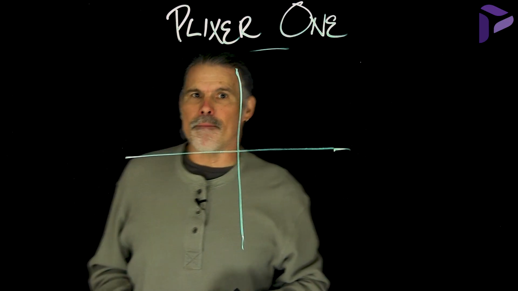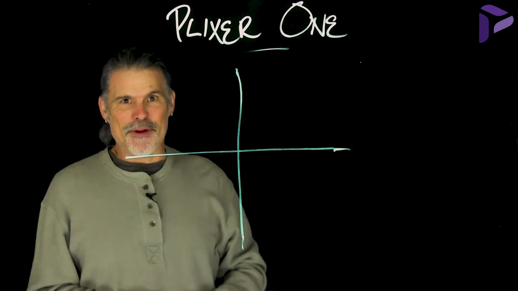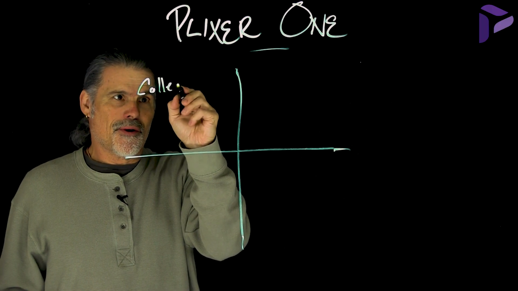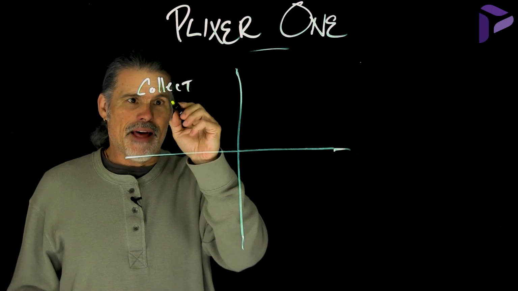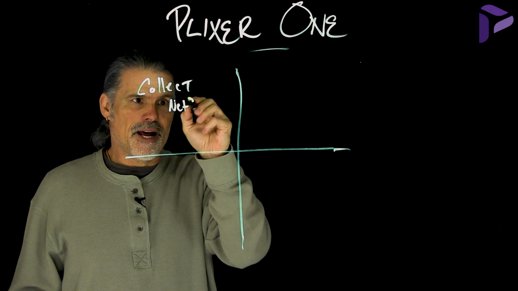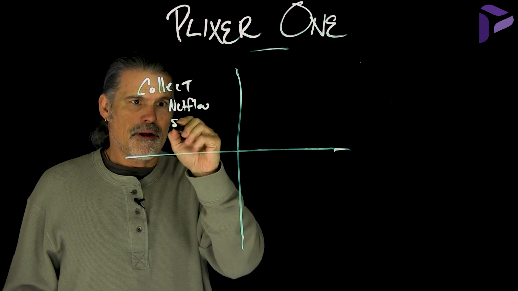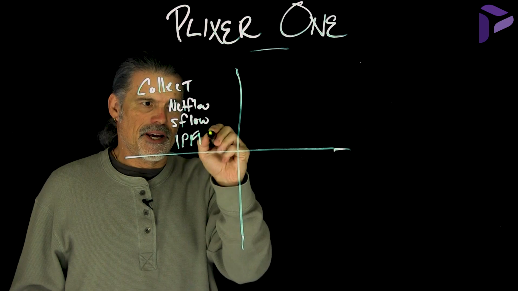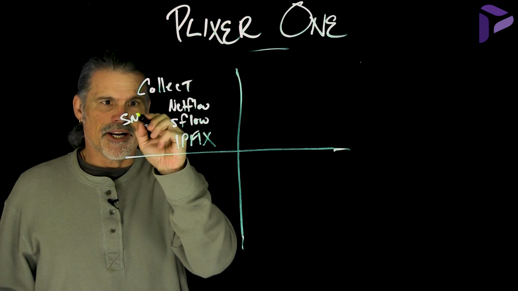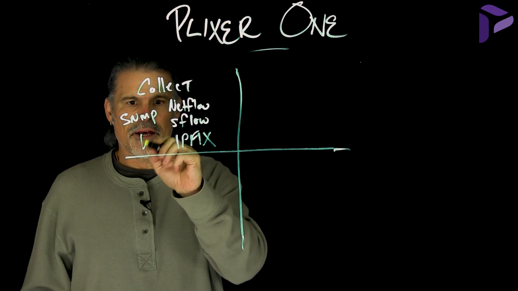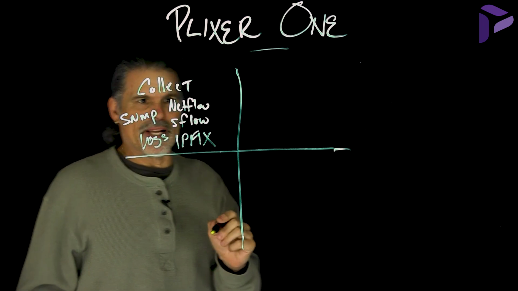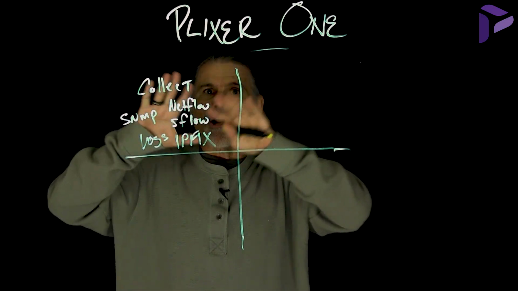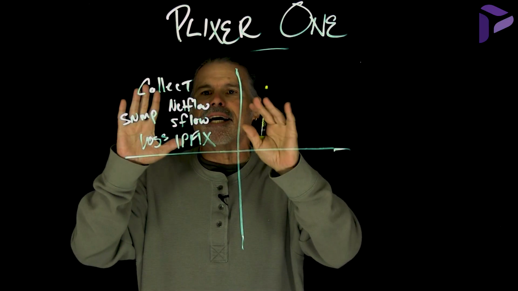Got 4 areas to talk about now. Everything begins with data collection. So we collect the data, and that would be NetFlow, sFlow, IPFIX, SNMP, logs, etc. So a central spot to collect all that network telemetry data.